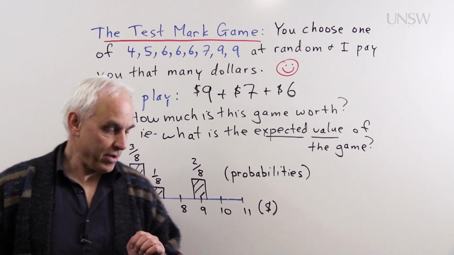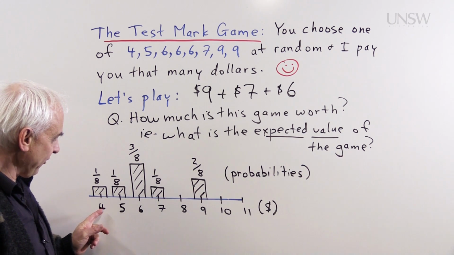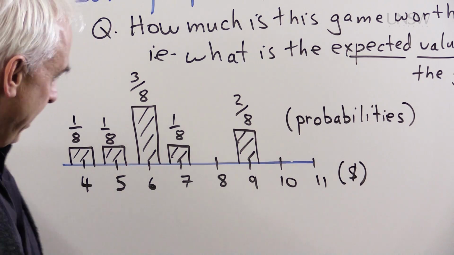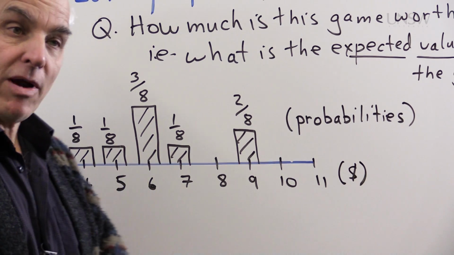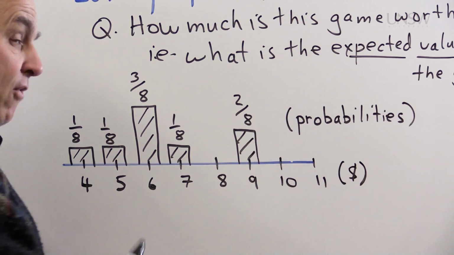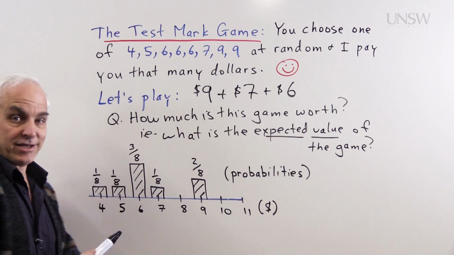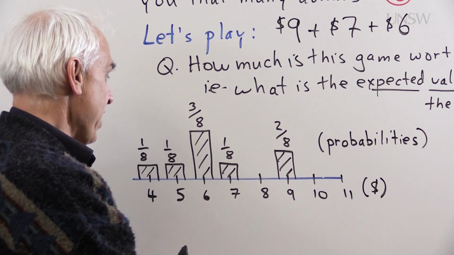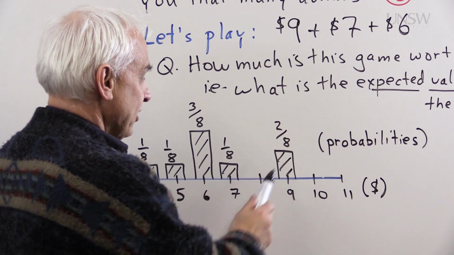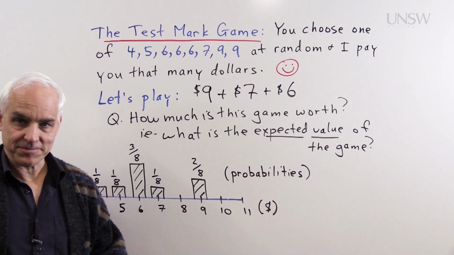Well, the situation is now very similar to what we had on our previous slide. The various possible outcomes are 4, 5, 6, 7, 8, 9. These are dollar outcomes. And now these boxes above these numbers represent the probabilities of getting these various outcomes. The probability of getting a 4, if we play once, is 1/8, because there's a 1 out of 8 chance to get a 4. The probability of 5 is 1/8. The probability of 6 is 3/8. 7 is 1/8. 9 is 2/8. And altogether, these probabilities sum up to 1, as they must.